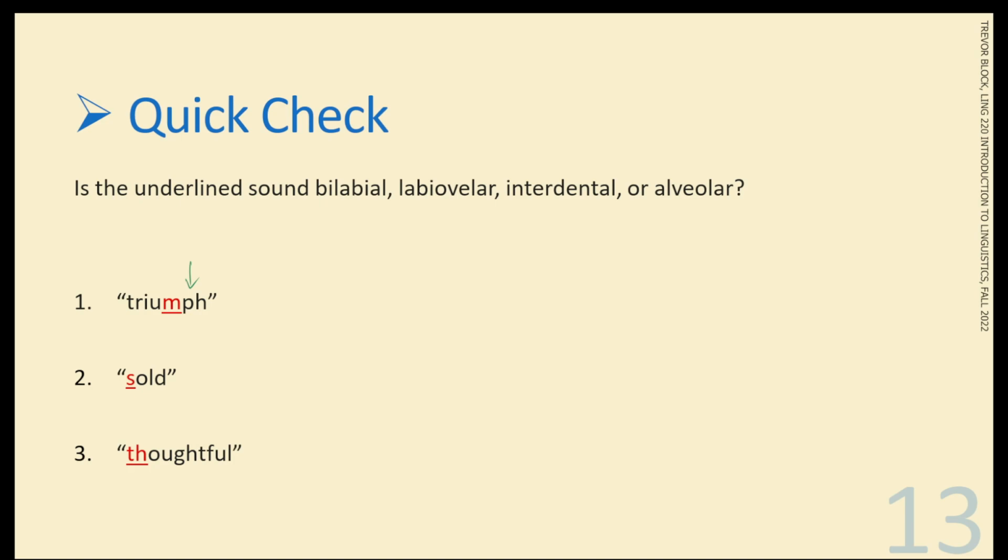So triumph. If we were to emphasize it, triumph, then we would hear that it's bilabial. But in a lot of cases, if you say it fast, triumph, then what you actually get is the labiodental version. So it really depends on how fast you say this word. It's either going to be bilabial or labiodental. But for the most part, we're just going to assume it's bilabial for simplicity at this point.